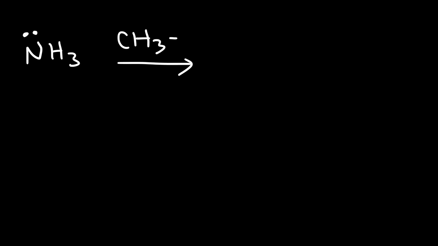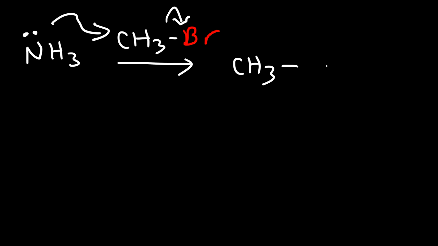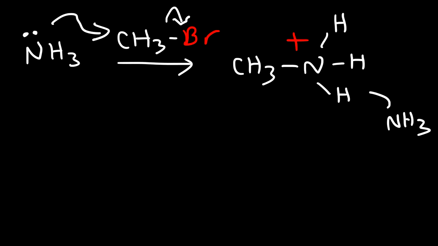Now, there are some problems with that reaction, particularly exhaustive methylation. For example, let's say we were to react ammonia with methyl bromide. The ammonia molecule can attack the methyl group, kicking out the leaving group. And so we're going to get CH3NH3+. Now, in the next step, another NH3 molecule is going to remove a hydrogen. And so now what we have is methylamine.